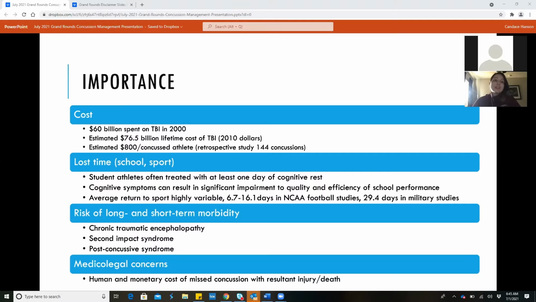There is also the risk of long and short-term morbidity. We have significant complications like chronic traumatic encephalopathy, second impact syndrome, and post-concussive syndrome to be concerned about in the long term, in addition to just those short-term concussion losses. And then there are medical legal concerns for us: of course, the concern for human injury and loss, but also the monetary cost of a missed concussion with a resultant injury and death that we can be responsible for. Go ahead and next slide.